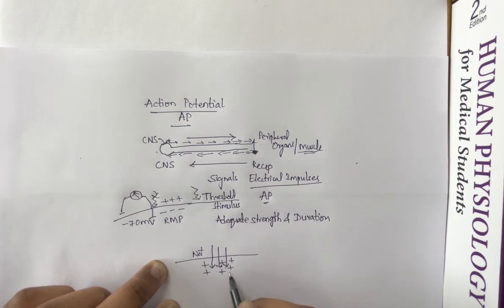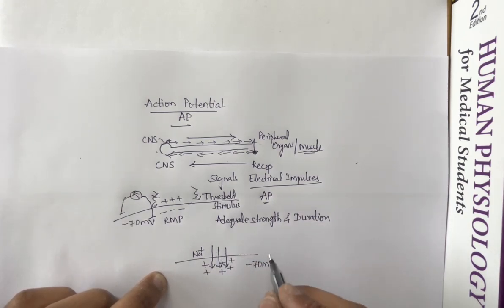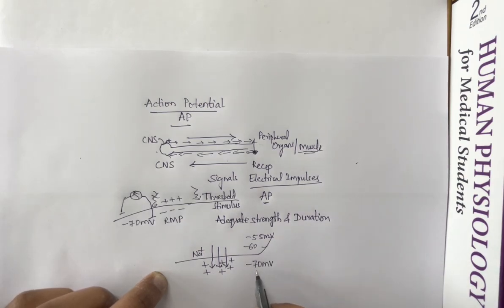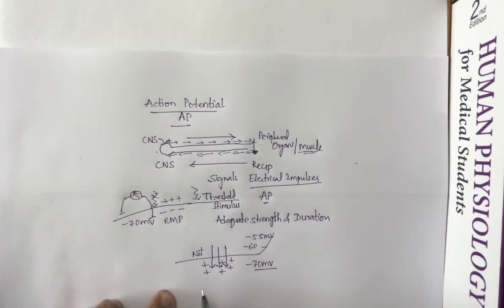So initially the potential difference was minus 70 millivolt at rest. Now because of the threshold stimulus, the potential difference becomes more positive inside the cell. So from minus 70 it can go up to minus 60 or minus 55 millivolt. So with the entry of positive charge, the potential difference is becoming less negative, or it is going towards the positive side. So this is because of the threshold stimulus altering the membrane permeability for sodium.